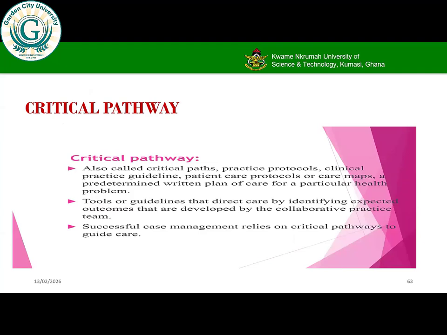So there's another one called critical pathway. The critical pathway is only about the path that you use to care. So now we have the protocols, clinical practice guidelines, patient care protocols or care maps. These are the predetermined plan of care for particular health problems. So that is the pathway. Which of the protocols are we going to use? That is what the critical pathway is. So these are the tools or guidelines that direct care by identifying expected outcomes that are developed by the collaborative practice.